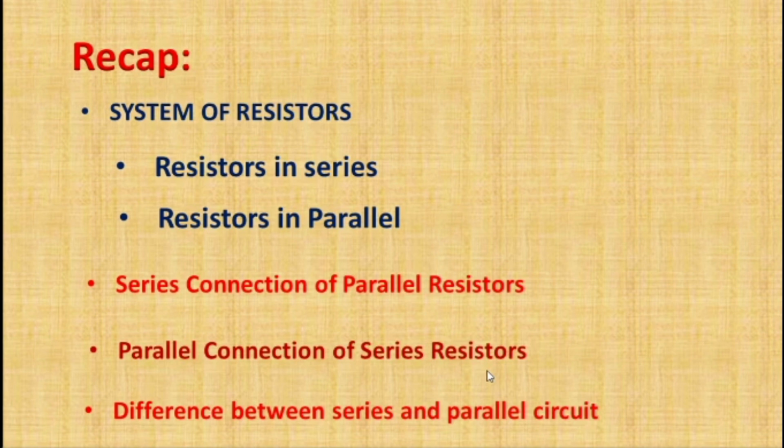Rs is equal to n R, where small n indicates the number of resistors, then R is the resistance value of the resistor. It contains equal values. Then resistors connected in parallel, what is the formula? 1 by Rp equal to 1 by R1 plus 1 by R2 plus 1 by R3. Suppose n resistors are connected in parallel, the formula for effective resistance Rp is equal to R by n.